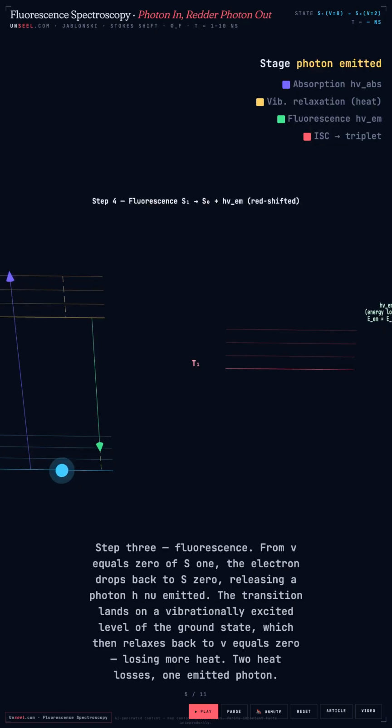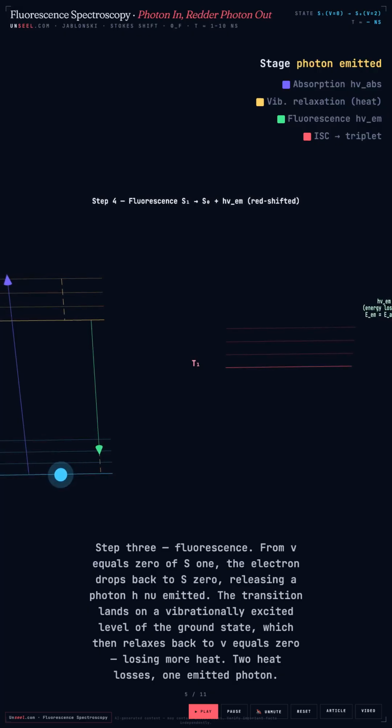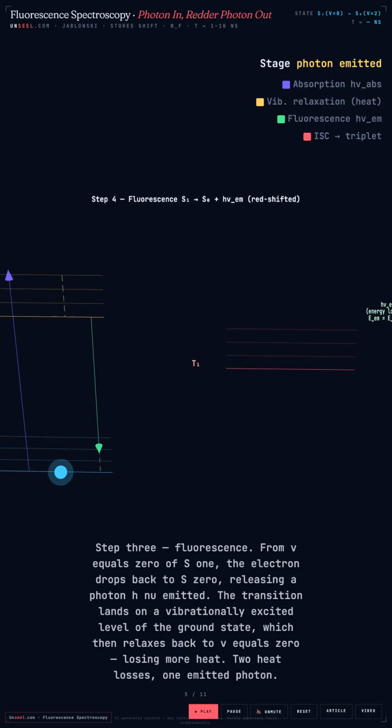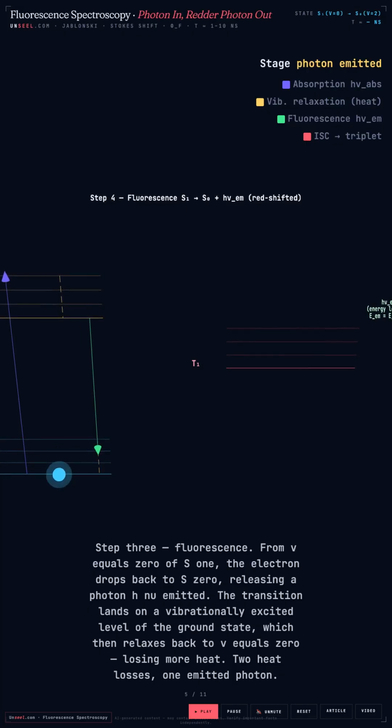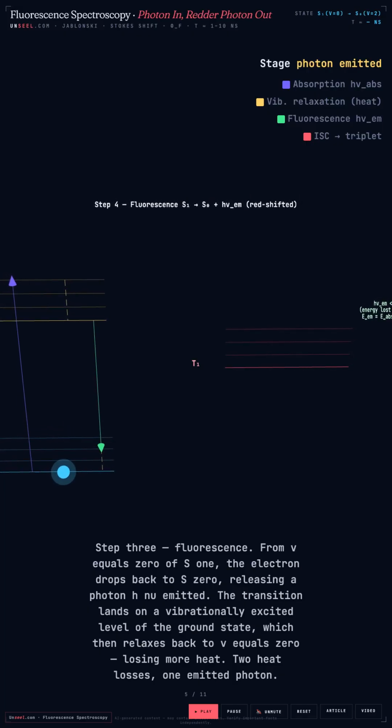Step 3. Fluorescence. From V equals 0 of S1, the electron drops back to S0, releasing a photon hν emitted. The transition lands on a vibrationally excited level of the ground state, which then relaxes back to V equals 0, losing more heat. 2 heat losses, 1 emitted photon.